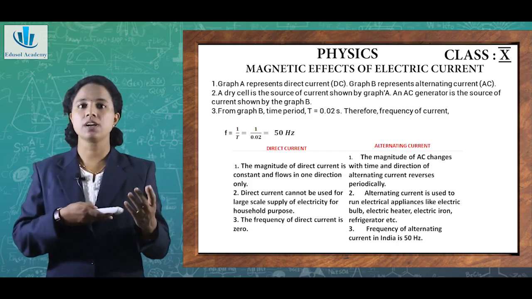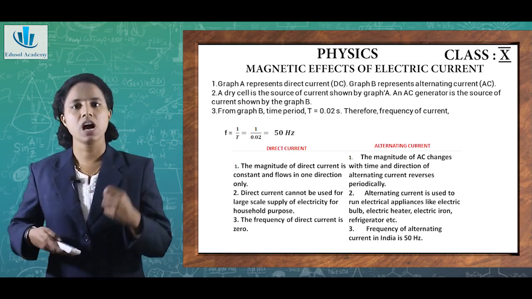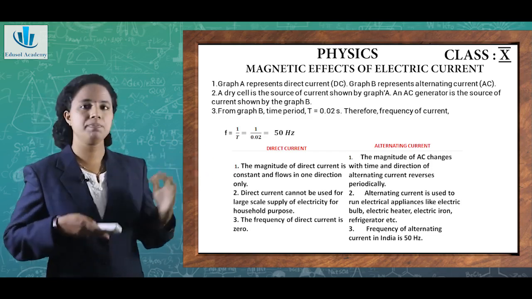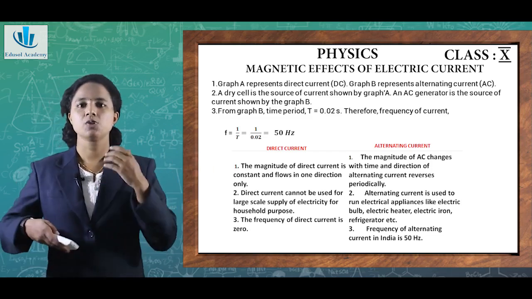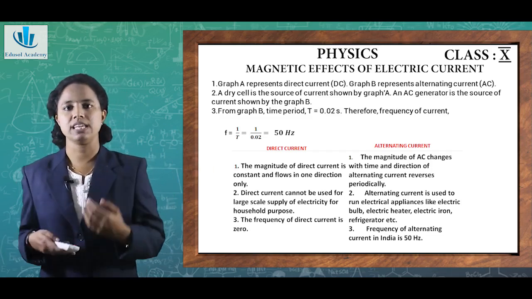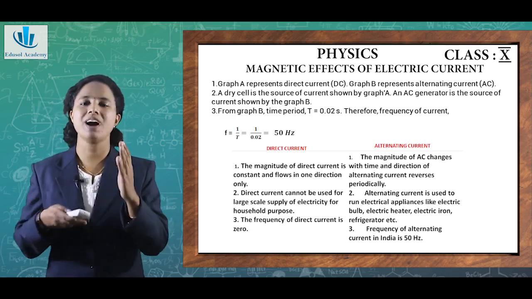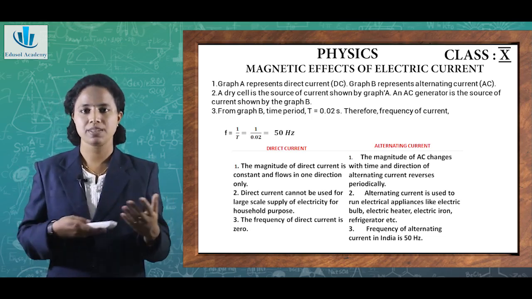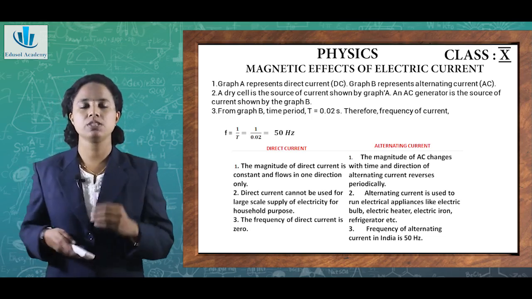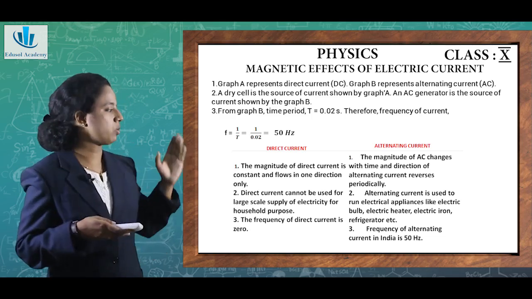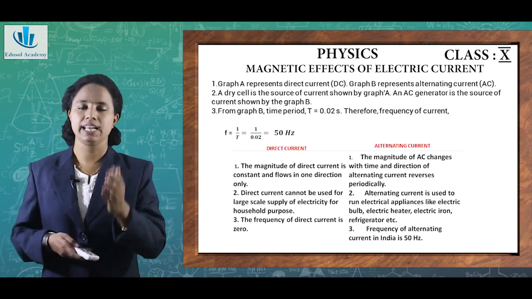So we are asked to calculate the frequency of current in case of graph B. From graph B, it is clear that time t is equal to 0.02 seconds. So how can we find frequency from the time? We know frequency is equal to 1 by t, the reciprocal, isn't it? So f equals 1 by t. So when you substitute the given value, f equals 1 by 0.02, you would get 50 Hz.